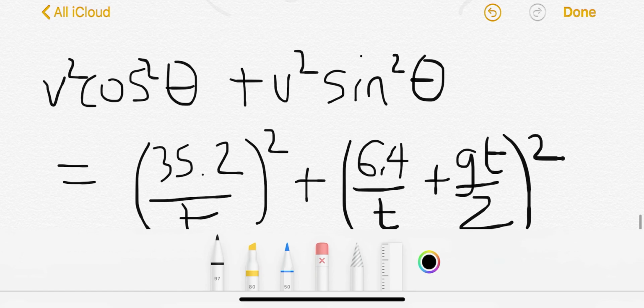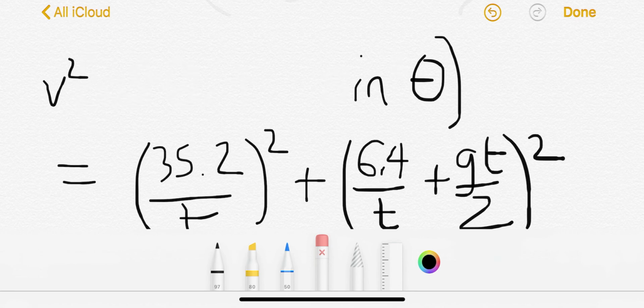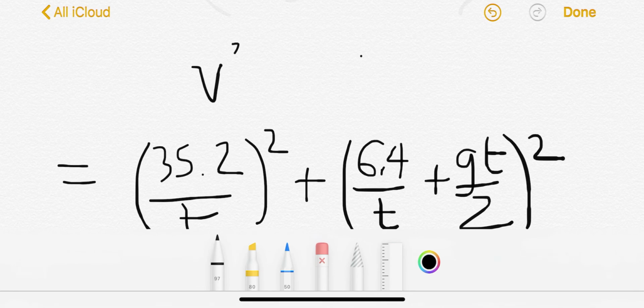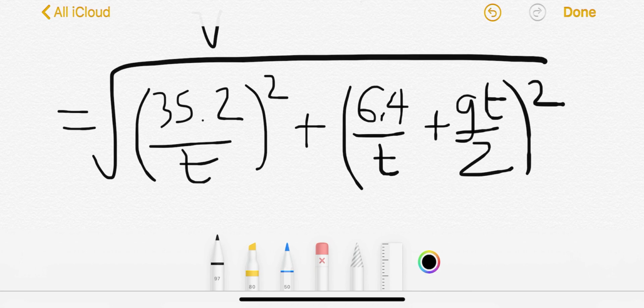But then if we look at this here, we can take a factor of v squared, and then cos squared plus sine squared we know is equal to 1. So this is just v squared. So we get v squared equals this. But actually we want v, and we know we can take the positive square root because it is a speed. So we get v is equal to this here. And then again, you can take your value of t and put it in.